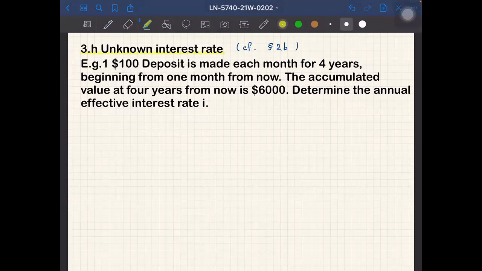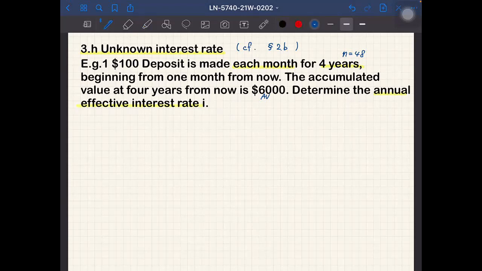Example 1. A $100 deposit is made each month for 4 years. So the payment frequency is monthly, and 4 years means n is equal to 48 because 4 years is 48 months. Beginning from 1 month from now, so this is an annuity immediate situation. And the accumulated value at 4 years from now is $6,000. So AV is $6,000, and determine the annual effective rate.